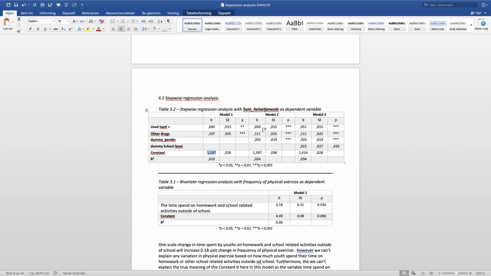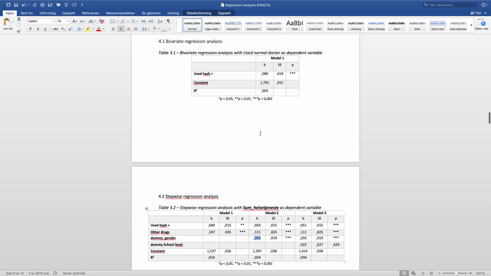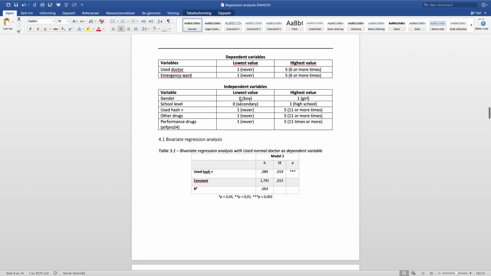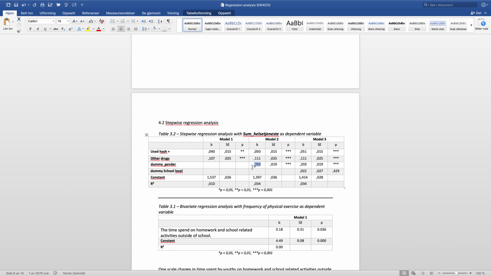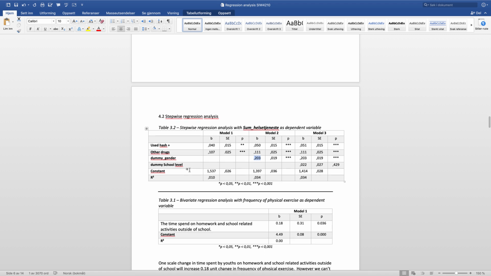and then we have the second model. These are interpreted in the same way, but now we control for gender as well. And this is the difference between boys and girls controlled for the use of hash or cannabis and other drugs. So what does it show? Well, it shows that when you go from boys, which is the reference category, the student hasn't included what is the reference category here. It's easier if you include what is the reference category for dummy variables, also for yourself, because then it's easier to interpret. But now I know that boys are the reference category.